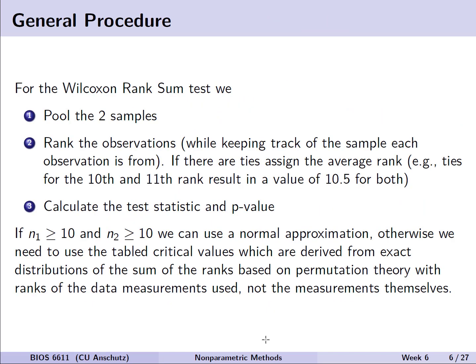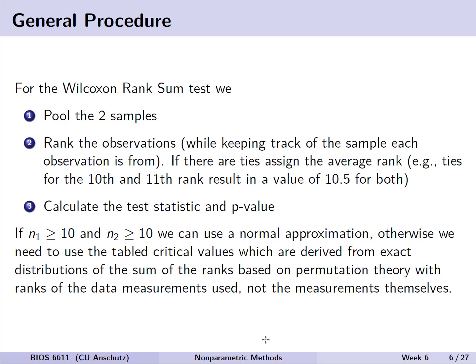So the general procedure for calculating this, if we were to do it by hand, we would pool our two samples of data together and rank the observations from smallest to largest. However, while we do this, we'll still keep track of which sample the observation is from. And if we happen to come across ties, we'll assign the average rank for them. So for example, if we have two data points that are the same and they're the 10th and 11th rank, instead of assigning one randomly 10 and one 11, we would just assign both 10.5. And the same holds for even further ranges. If we have 10th, 11th, and 12th, all three would be assigned a rank of 11.